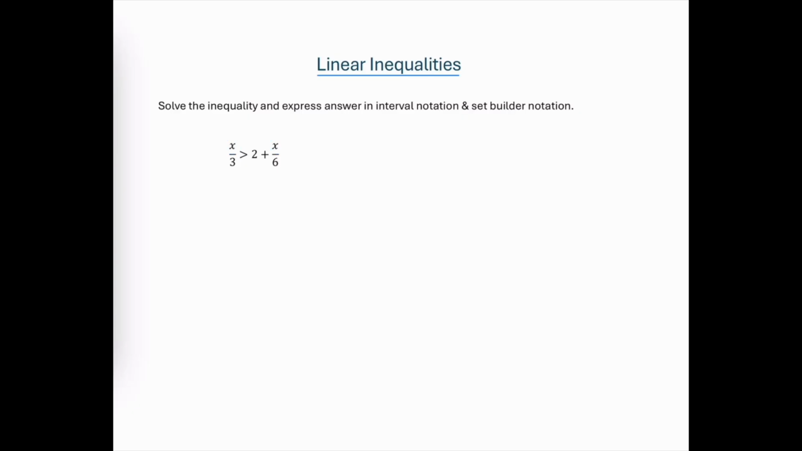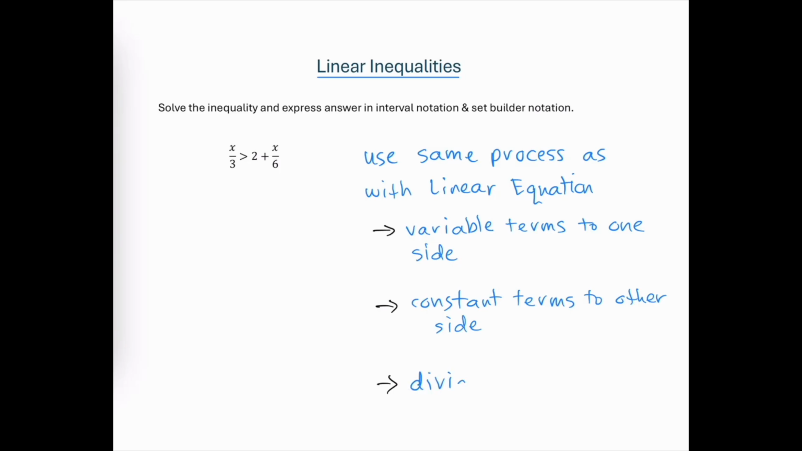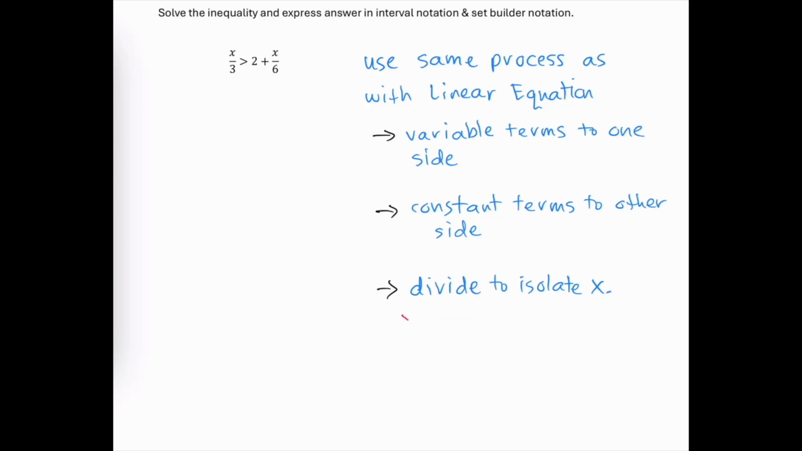When we have a linear inequality, we're basically going to use the same process to solve it as we would if it were a linear equation, which means that we're going to get the variable terms to one side, the constant terms to the other side, and then we usually divide to isolate the x. Sometimes we would multiply, but most of the time it's divide. And one thing here that we want to add into our process is that since we do have an inequality and not an equation, if we were to multiply or divide in this last step by a negative quantity, that would cause the direction of the inequality to switch.